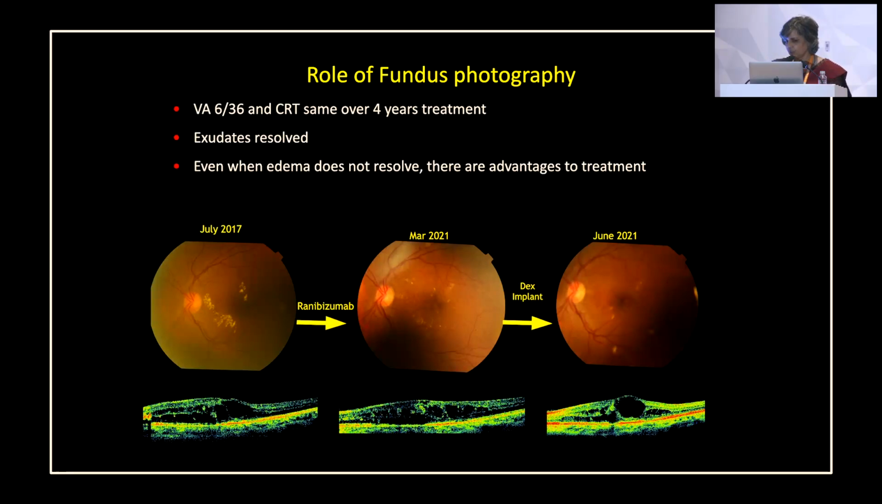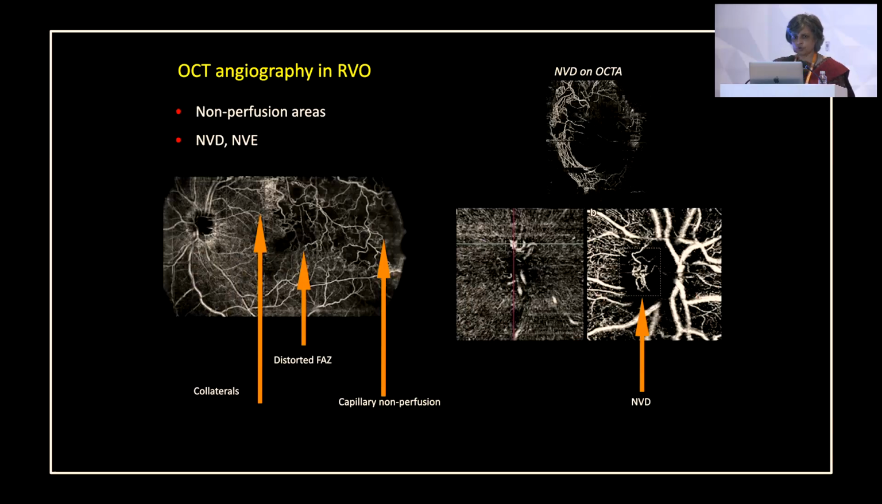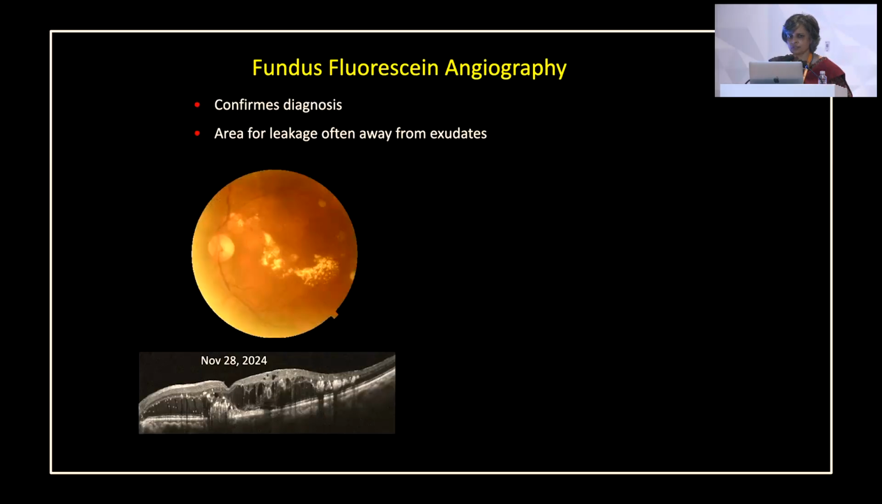And photography, if you see over 5 years of treatment, the edema looks the same. So if you were following only with OCT, there is no treatment benefit. But if you see the photographs, the hard exudates have gone. So there is benefit to photography. Angiography shows ischemia, new vessels, collaterals. Fluorescein still holds a place.